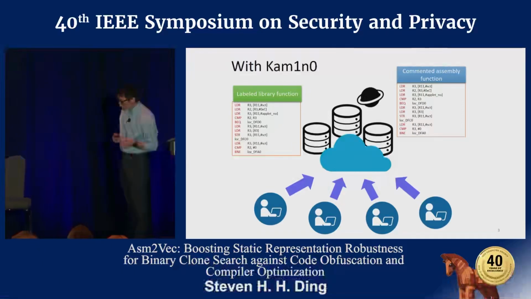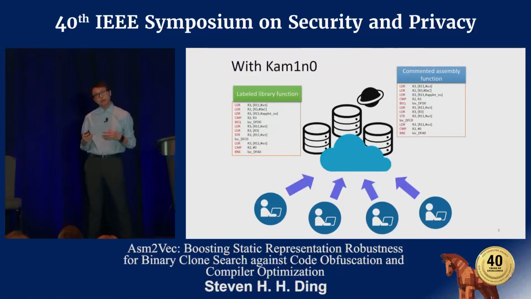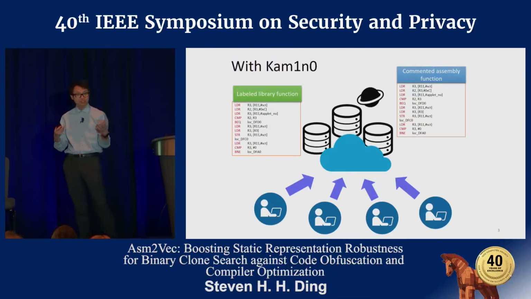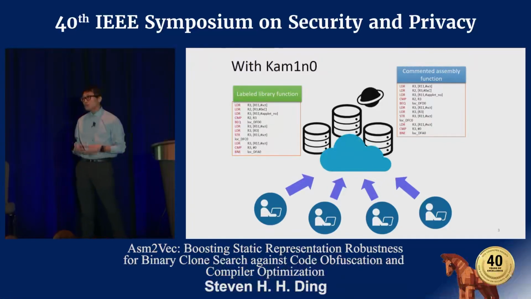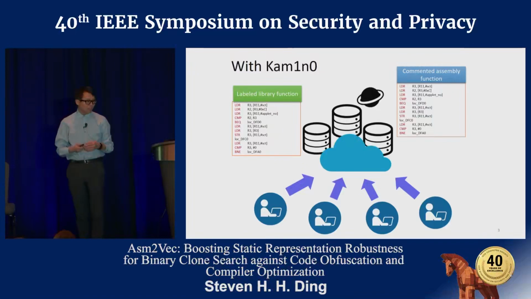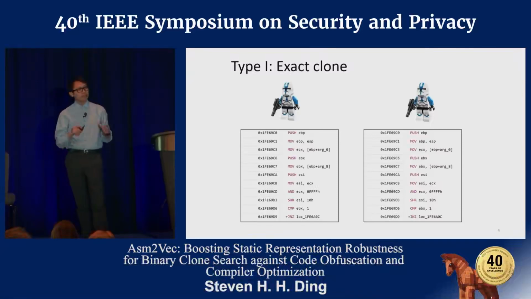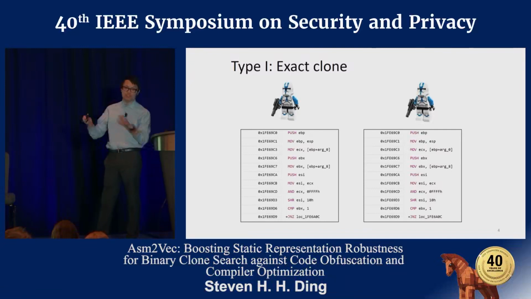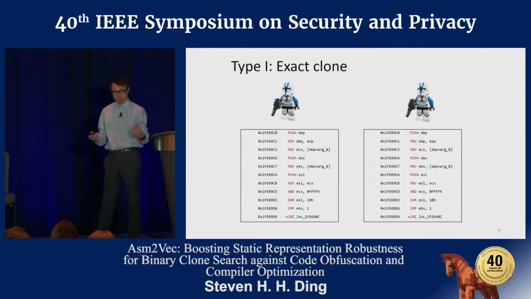But when we talk about information retrieval, we need to define what exactly is similarity, right? What exactly is a clone? In the literature of assembly language clone search, there are typically three different types of clones. The first type is an exact clone, so there's nothing fancy here. They are exactly the same. To find this kind of clone, we can simply do exact hashing.